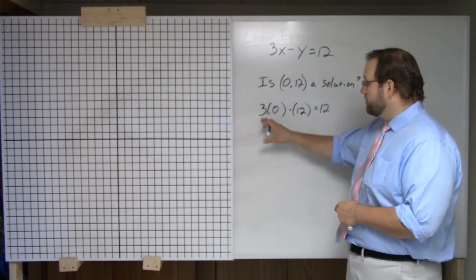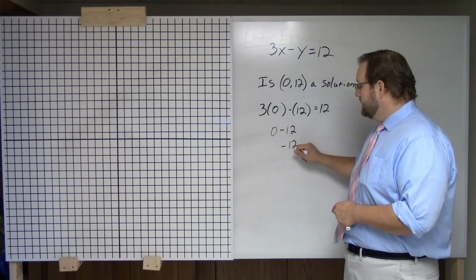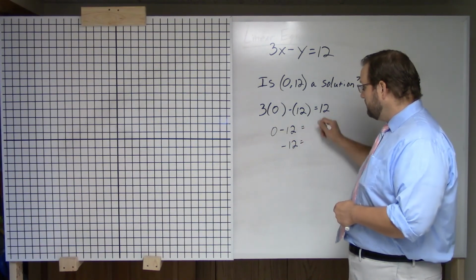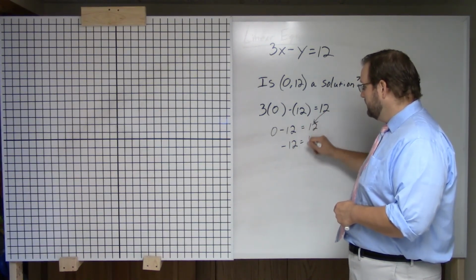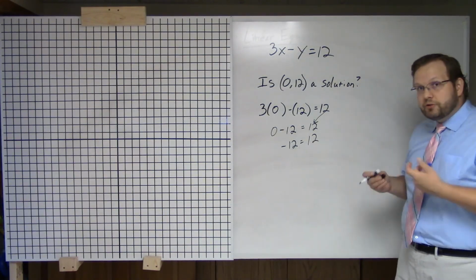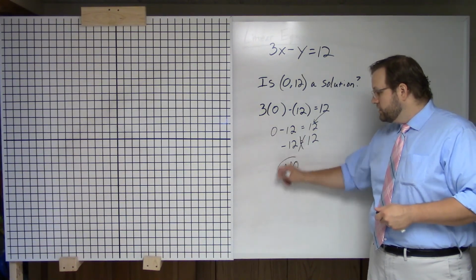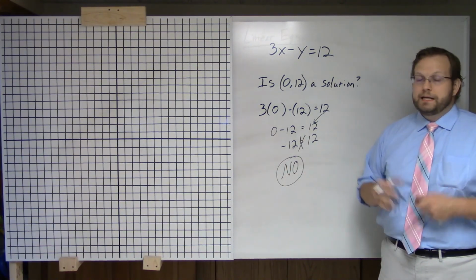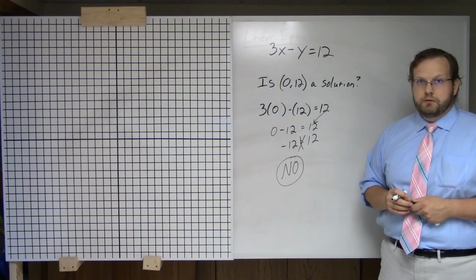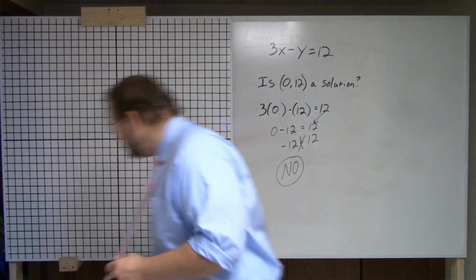So here, 3 times 0 is 0, minus 12 is negative 12. Now, the other side doesn't do anything, it just stays as a 12. Is that true? No, so that is not a solution to the equation. It's as simple as that. Okay, let's look at another one. Same equation.